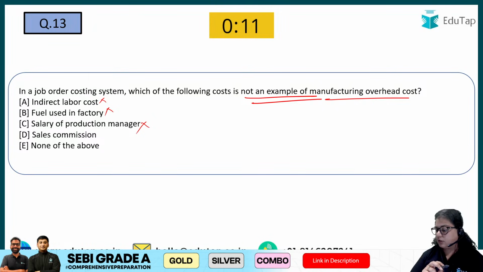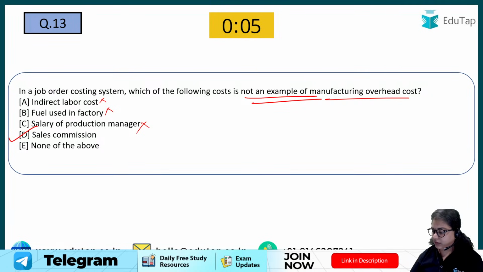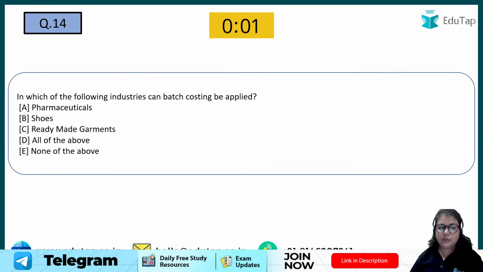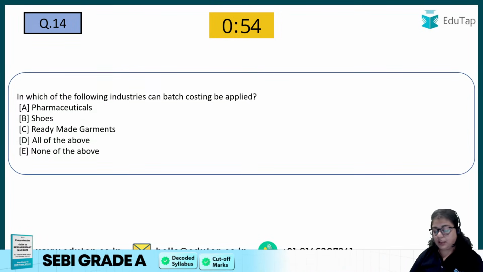Sales commission is a part of selling overhead, so yes, option D is the correct choice. This is because this is not an example of manufacturing overhead. Okay, now question number 14. In which of the following industries can batch costing be applied?